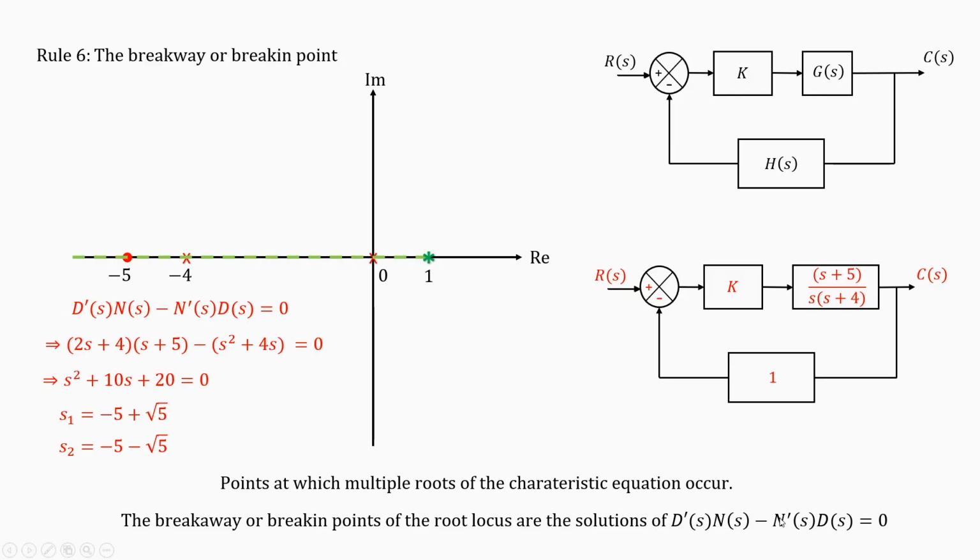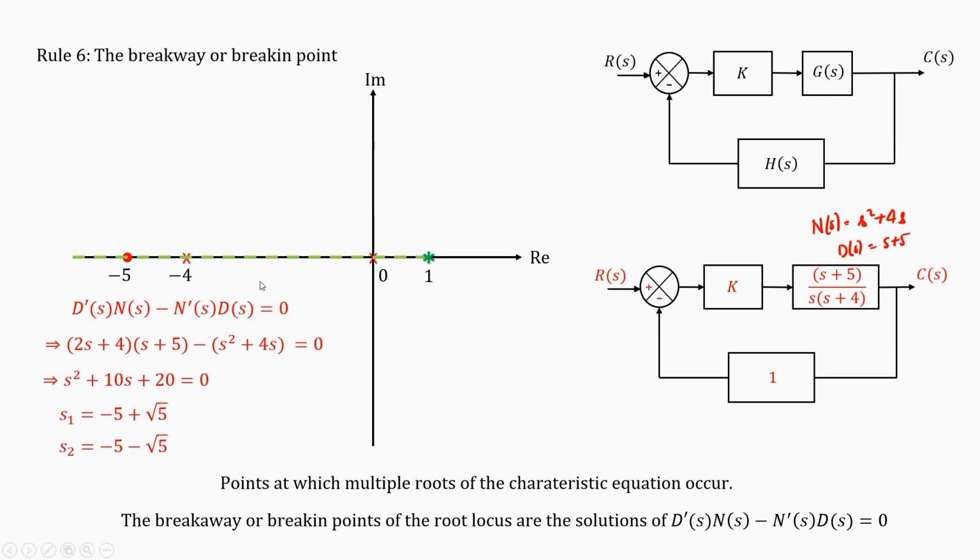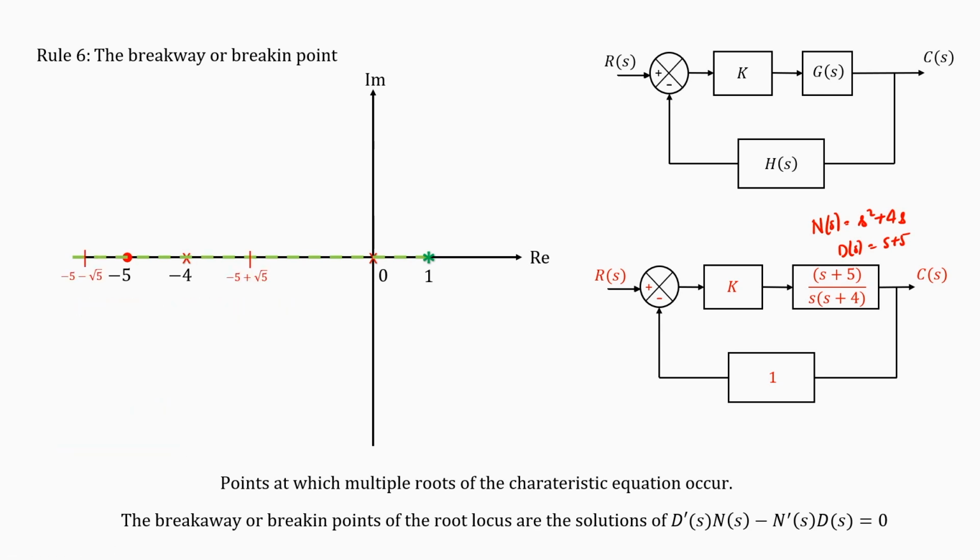I will solve this equation for this example. In this example, N(s) is s squared plus 4s and D(s) is s plus 5. So, if you find D'(s) N(s) minus N'(s) D(s), this is the expression that we will get, and we have two roots. These are the two root locations, and you see that this will become your breakaway point and this will become your break-in point.